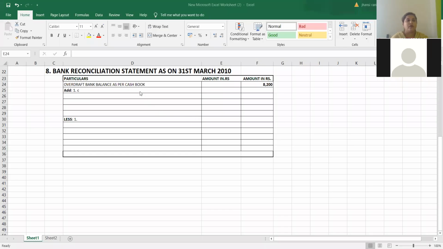So if you look at here, overdraft bank balance as per cash book, it is given 8,200. Now I'll read the first transaction given to us. Interest debited by the bank rupees 525 is not appearing in cash book. So first let us draw what I said. As soon as we read any transaction, first we have to draw both cash book as well as passbook.